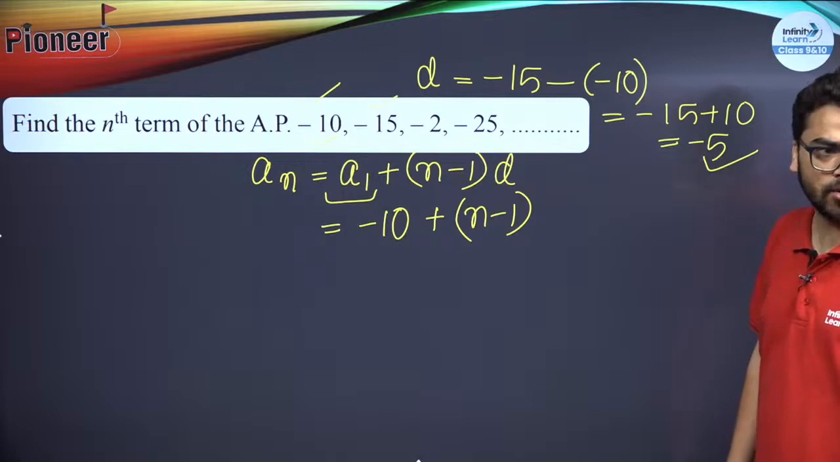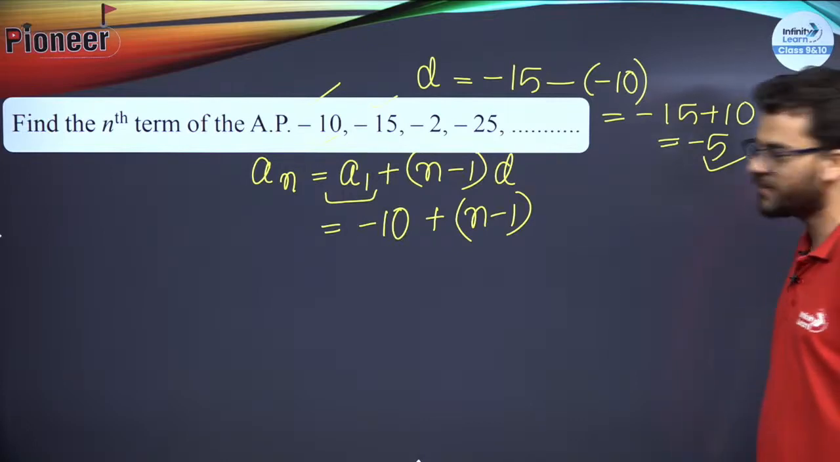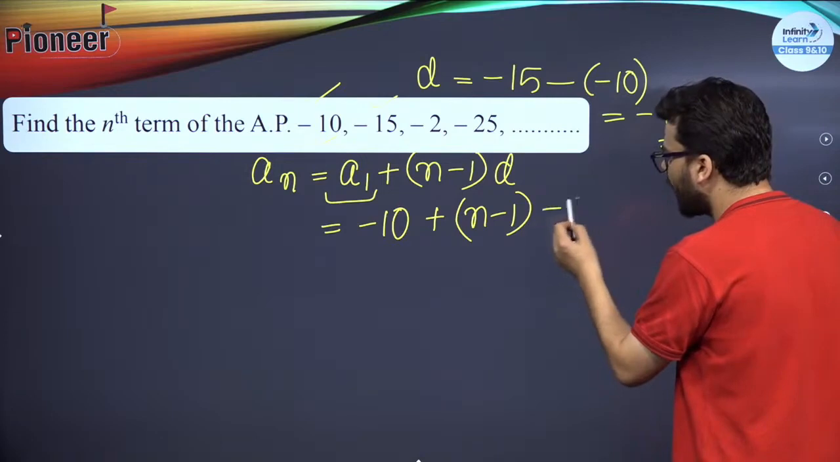Hello Udal, welcome to the session. I hope I am pronouncing your name correctly. So you have to put D is equal to minus 5 over here.